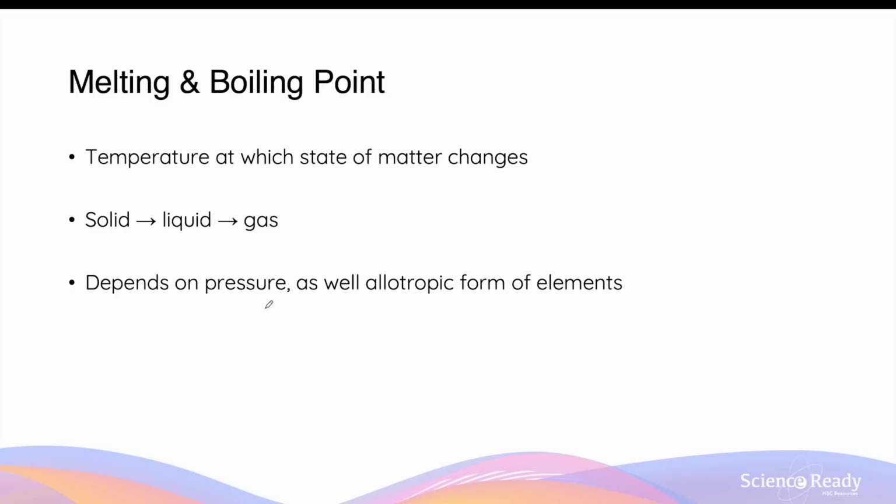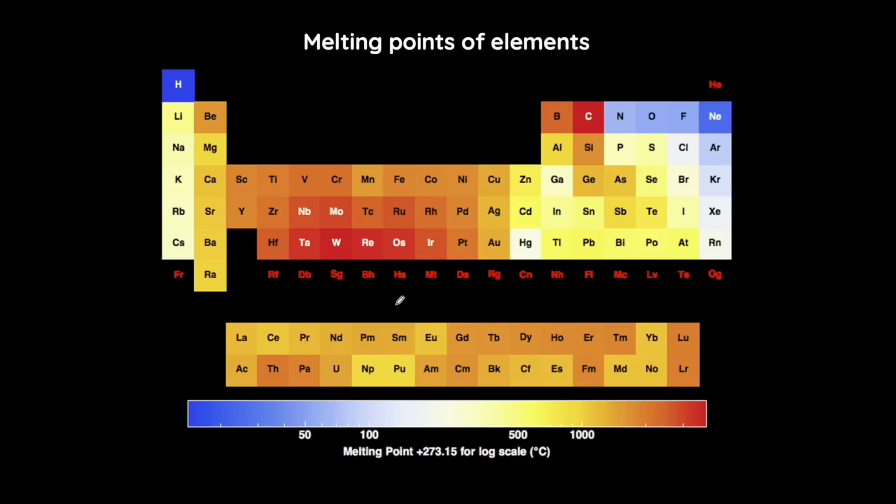The melting and boiling point depends on the pressure that's applied on a substance, as well as the allotropic form of the elements, especially for covalent substances. This diagram shows you the rough distribution and variation in the melting point of elements depending on the position in the periodic table. The redder the element is, the higher its melting point, and the more blue the element is, the lower its melting point. Now you can see metals tend to have the highest melting point out of all the elements, primarily situated in the middle of the periodic table in the transition metal group. The only exception to this rule is the element carbon, which is considered as a non-metal.